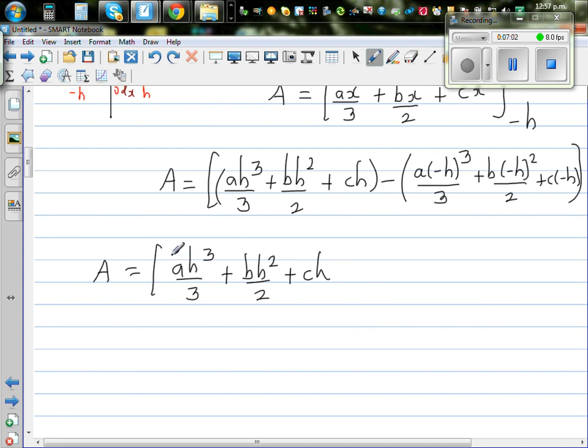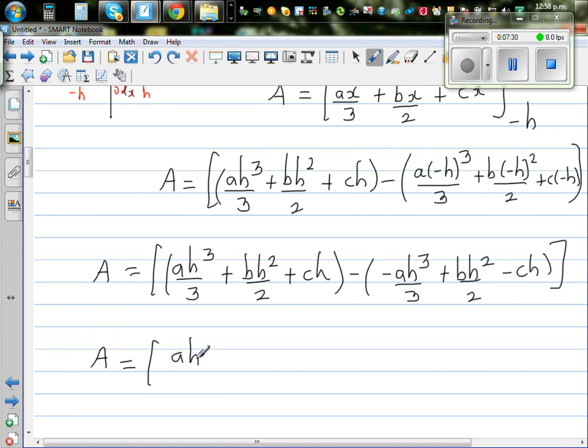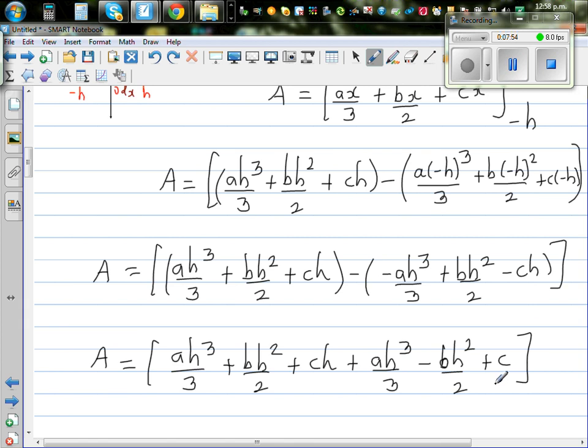Okay, now it will happen. Let me put this again in the bracket: minus h cube. Minus h cube will become minus a h cube over 3. Minus h squared is plus h squared, so this will not change the sign, b h squared over 2, and this is minus c h. So now the area, opening the bracket, is a h cube over 3 plus b h squared over 2 plus c h, and this minus and minus will become plus a h cube over 3, minus b h squared over 2, and negative and negative will make this positive. So what will get cancelled? This and this will get cancelled.